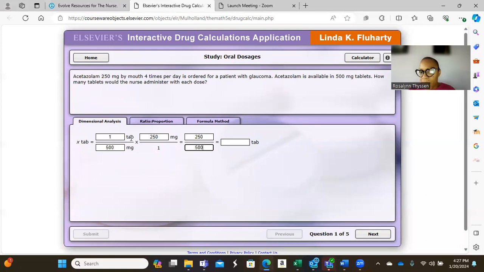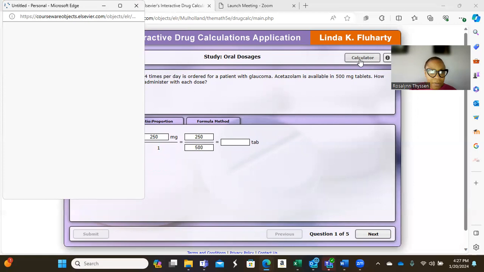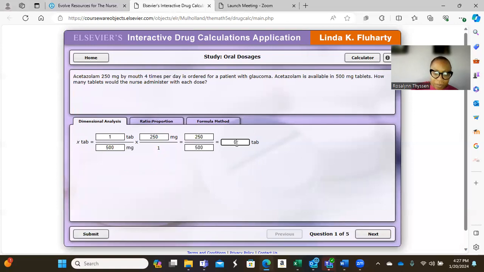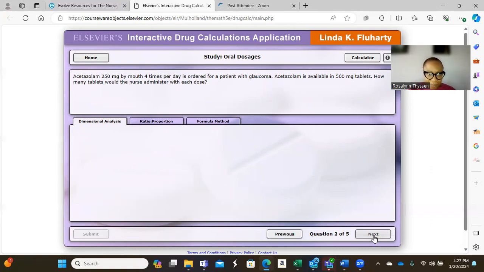So now I can do my math. Let me get my calculator up here. Come on, calculator. While that is trying to load, I can use the calculator on my phone, and I have 250 divided by 500, and I end up with 0.5, which is half a tab. We're going to click submit. Yay, we did it right. All right, let's go to our next question.